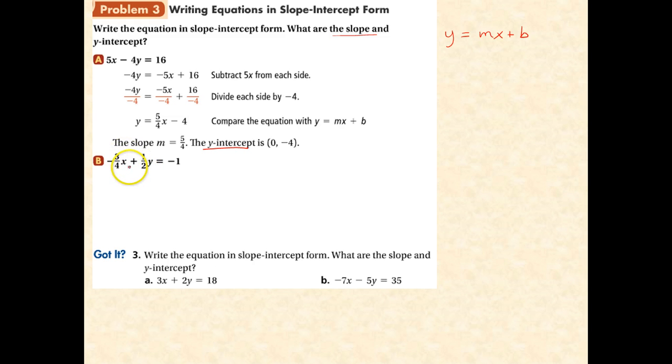How about this one? We would start by adding 3/4 x to both sides. And then we could multiply both sides by 2 to get rid of this half.